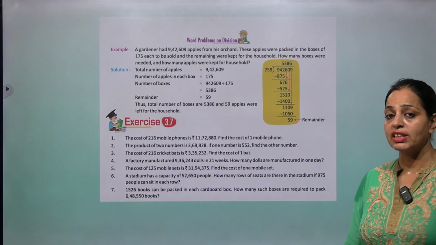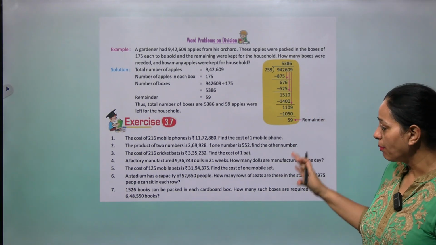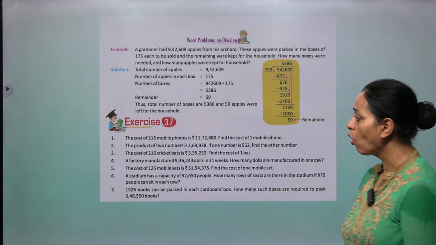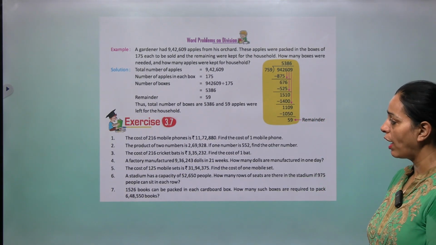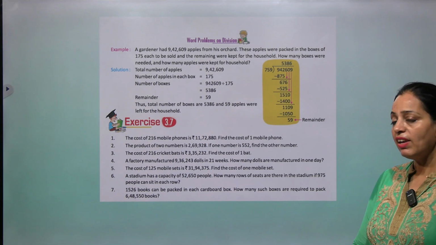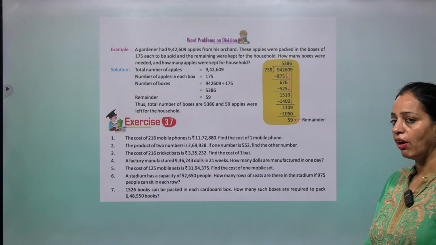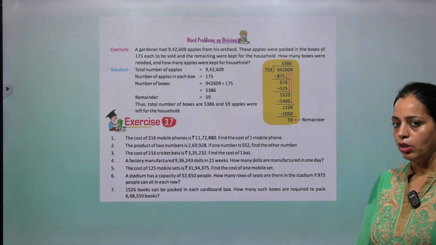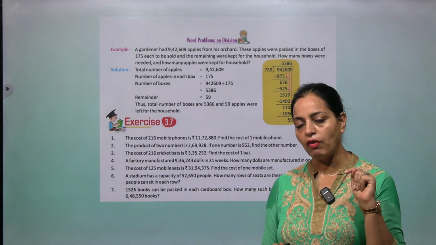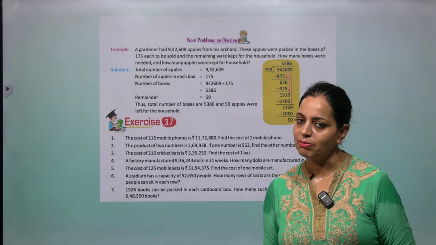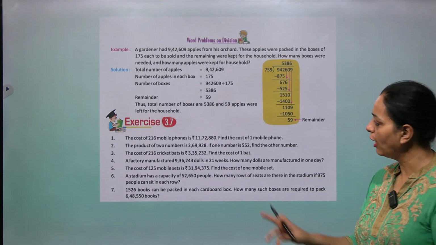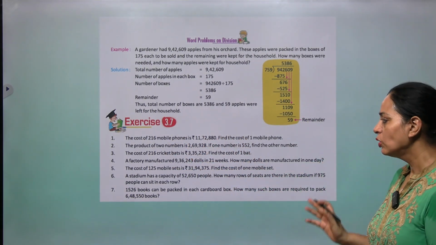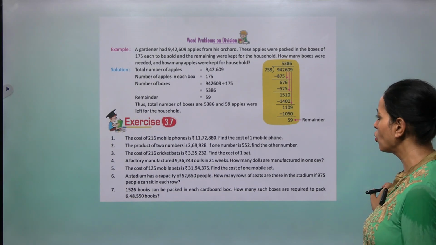Now we are coming to exercise 3.7. Some questions here. So see, like the first question, the cost of 216 mobile phones is rupees 11,72,880. Find the cost of one mobile phone. So we have to find the cost of one phone. One means less and less means division. So आप क्या कर देंगे? Total cost divide by 216. So like this, you can try these questions.